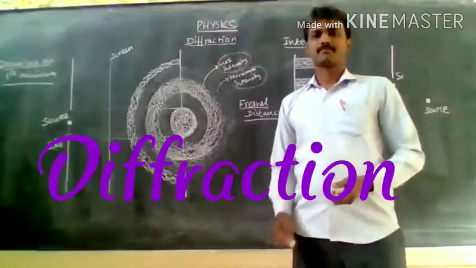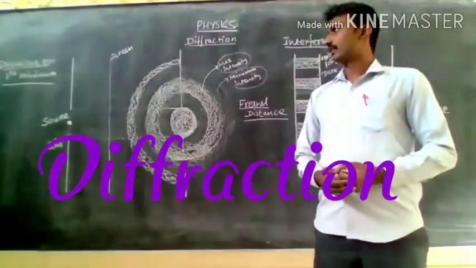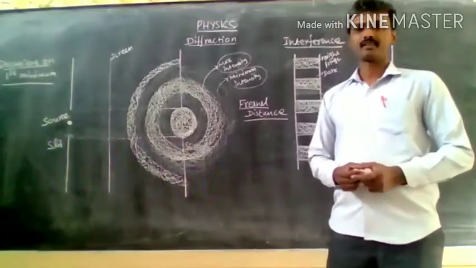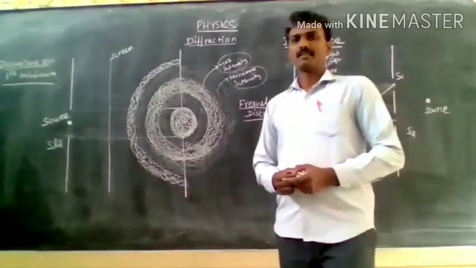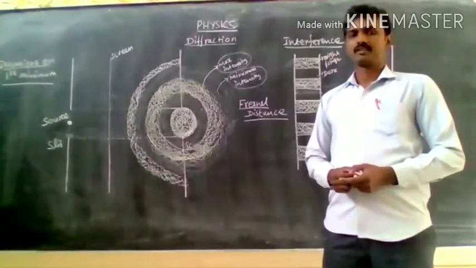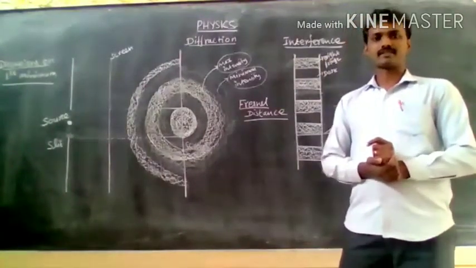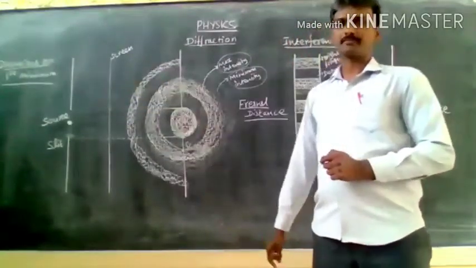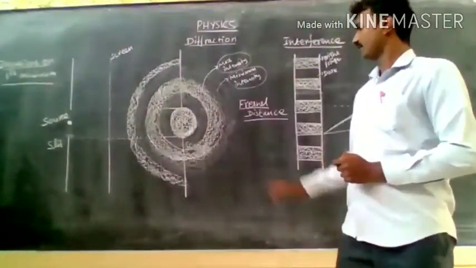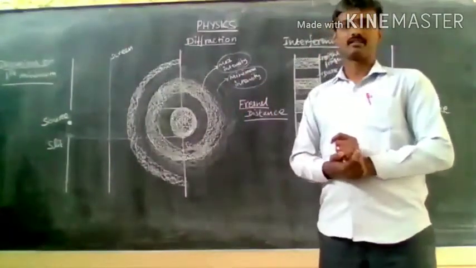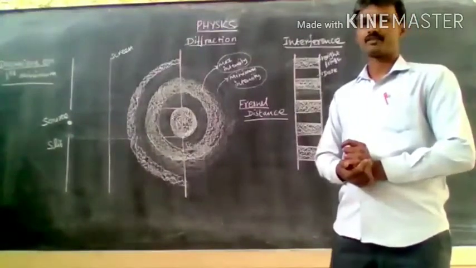In the last class, we discussed diffraction through the single slit. In that class, we didn't discuss a few topics about diffraction. Today, we are going to discuss the title: the first minimum, and the second one, frontal distance. These are two very important questions.